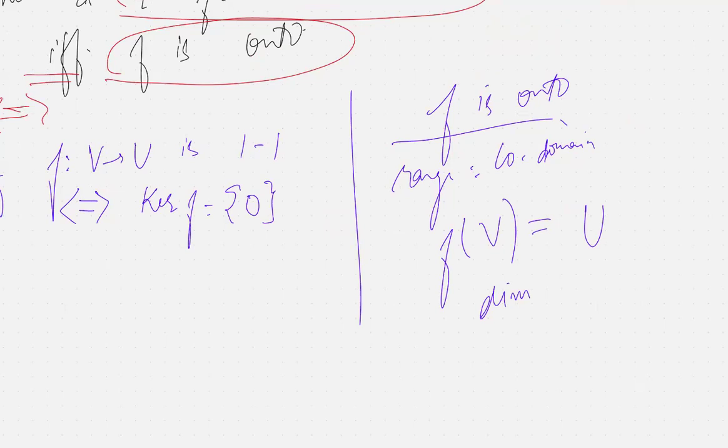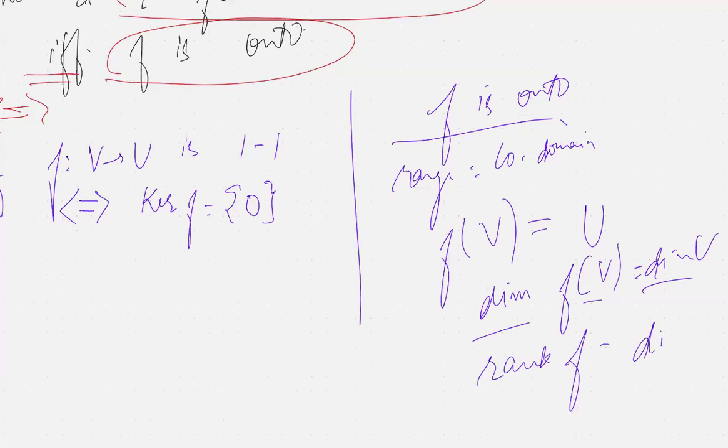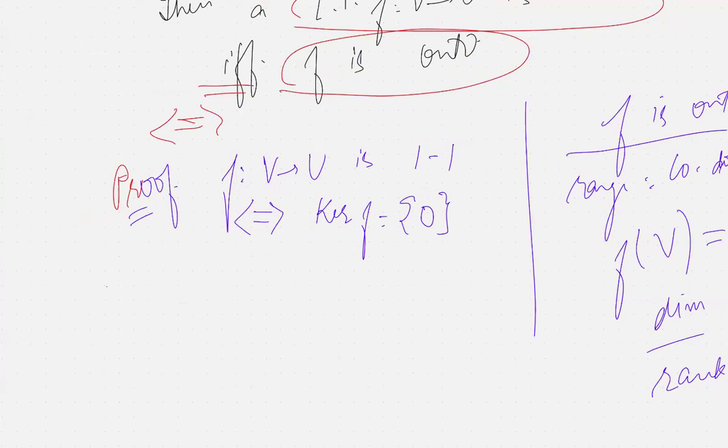dimensions equal, it means dimension of the range. We have done that. It is equal to rank F equal to dimension of U. Now, if you remember, the rank nullity theorem can be used. Rank F plus nullity F is equal to dimension V. That's the range. What is nullity over here? Nullity, let's see. Kernel F is equal to 0. Kernel F only has 0 in it.